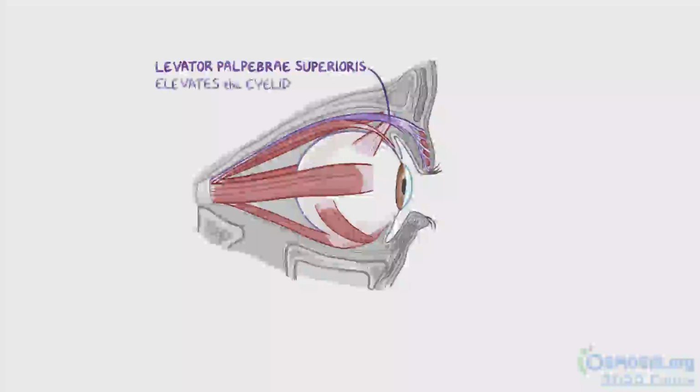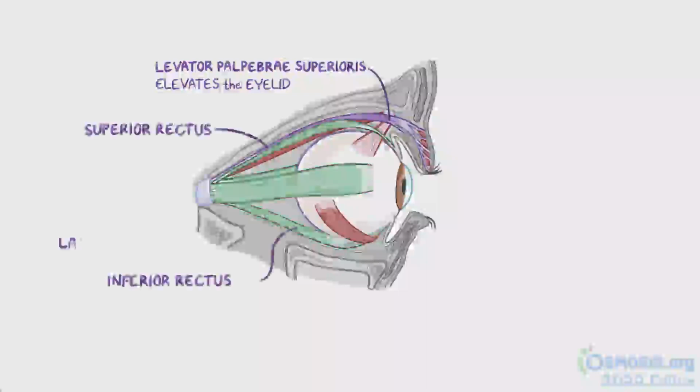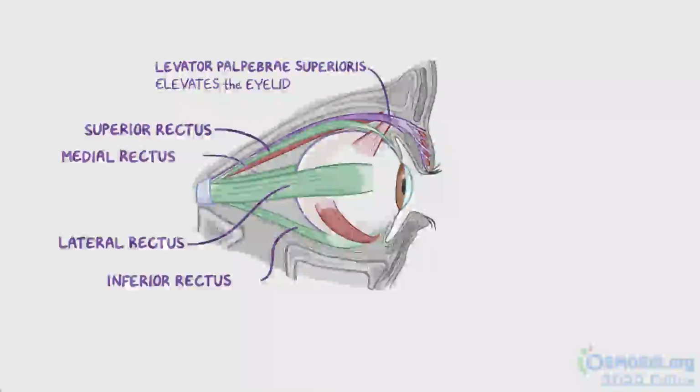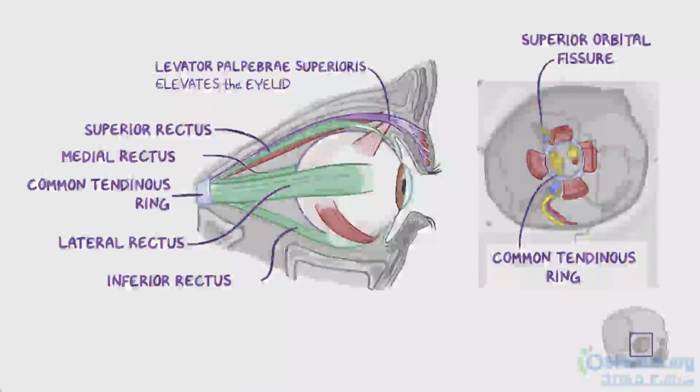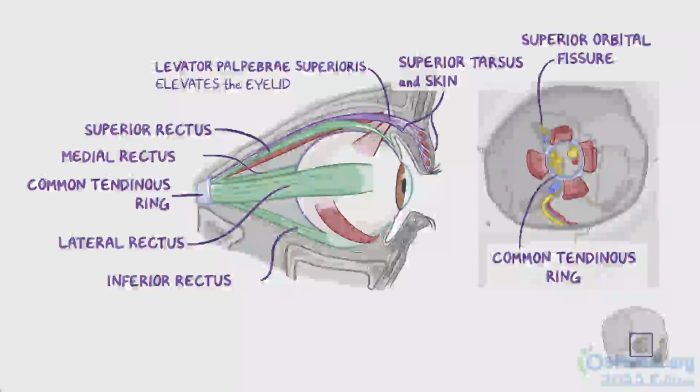The other 6 muscles originate around the apex of the orbit and travel forward to insert at different sites. 4 of these, the superior rectus, inferior rectus, lateral rectus, and medial rectus, originate on the common tendinous ring that surrounds the optic canal and part of the superior orbital fissure. They run forward to insert onto the sclera at the anterior half of the eyeball. The levator palpebrae superioris originates right above the superior rectus and runs forward to insert in the superior tarsus and the skin of the superior eyelid.